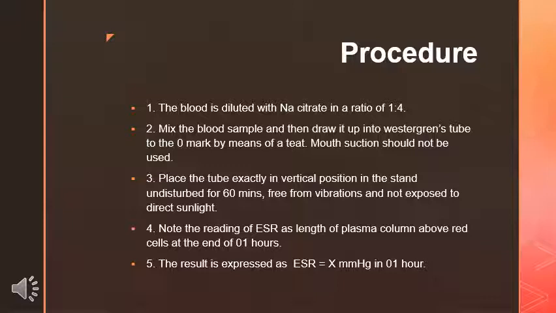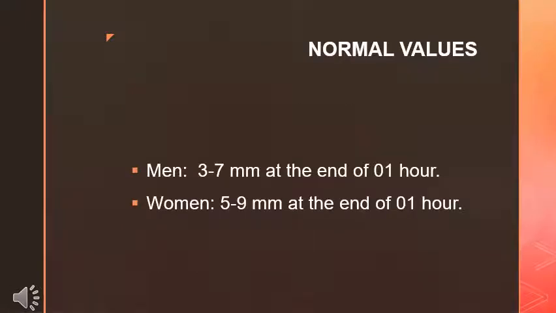Millimeters in 1 hour. What are the normal values for ESR? Usually 3 to 7 millimeters at the end of the 1 hour, though according to area or location in the world, values are slightly different. For example, in men we can consider 3 to 10 as normal, in women 5 to 10, or 5 to 9, or sometimes 5 to 15 is also a normal value. So there are slight variations as well. These are the normal values for the ESR.